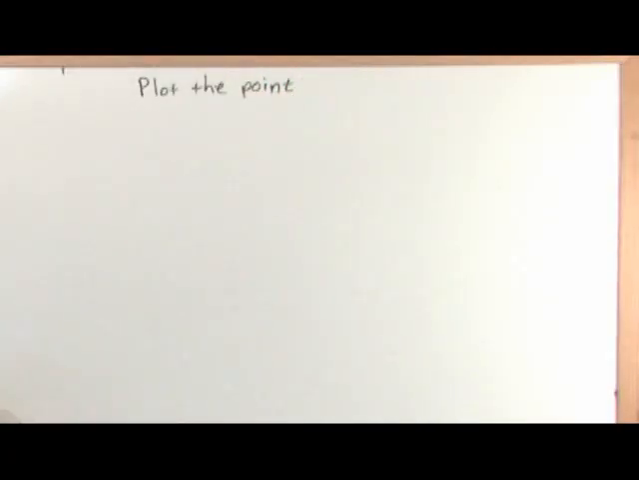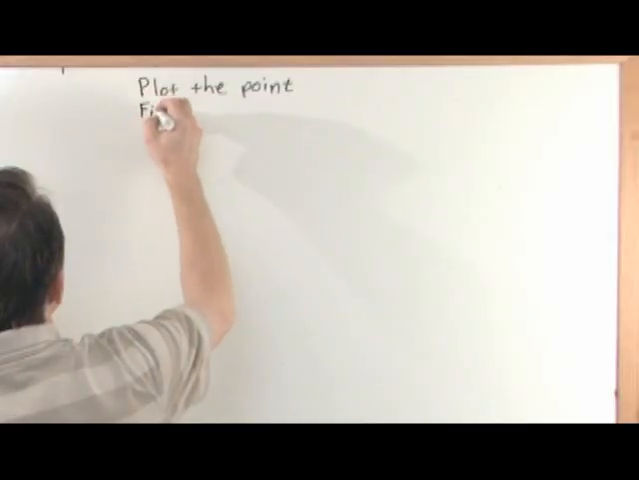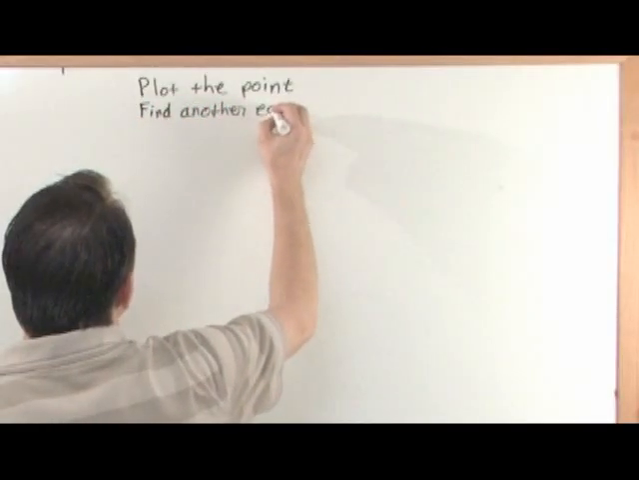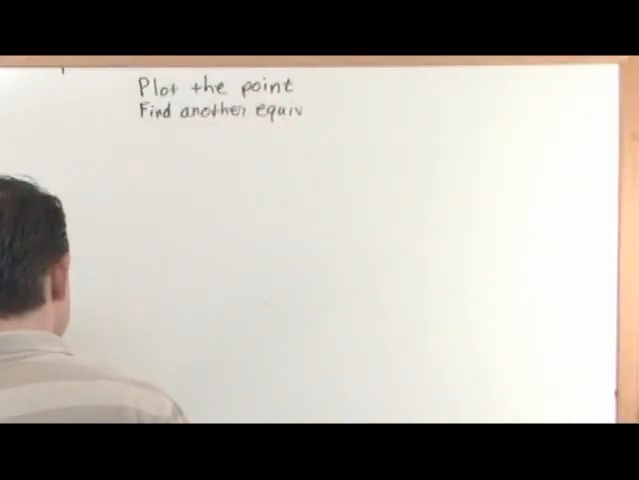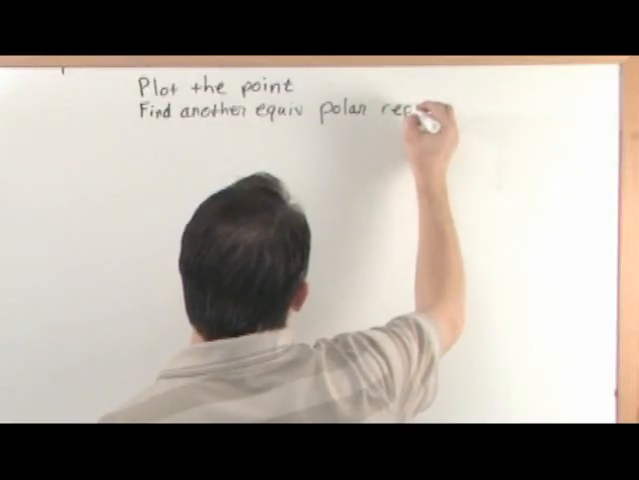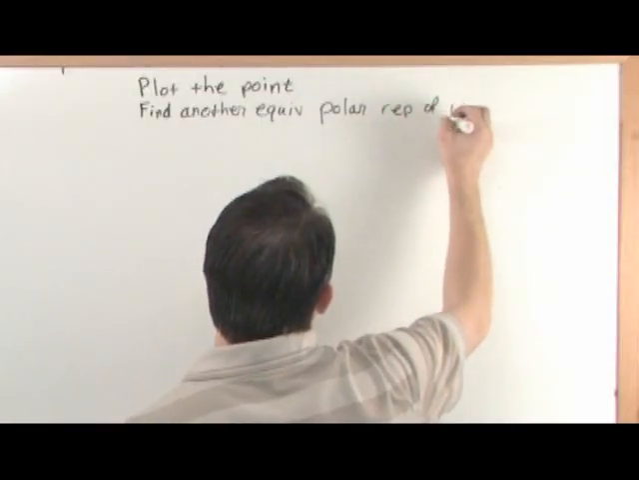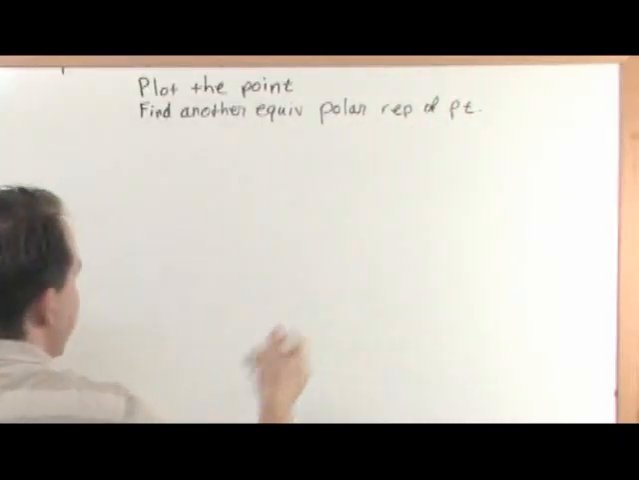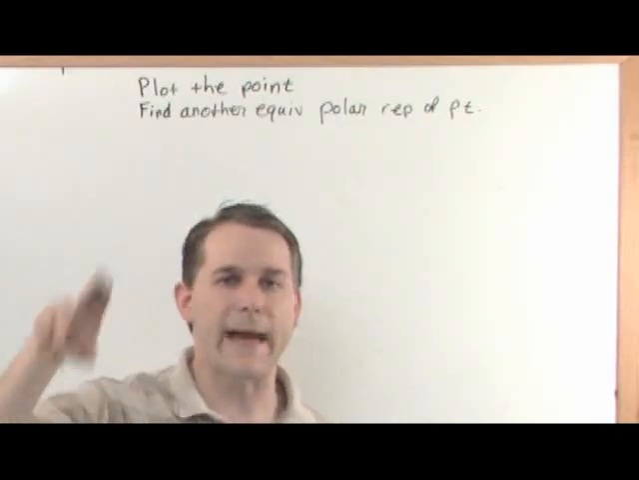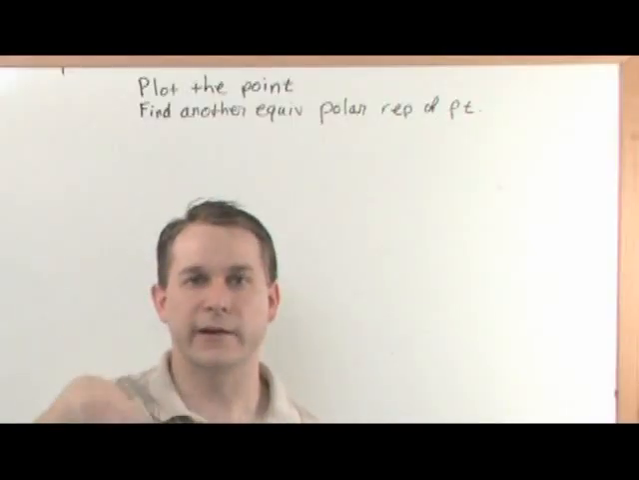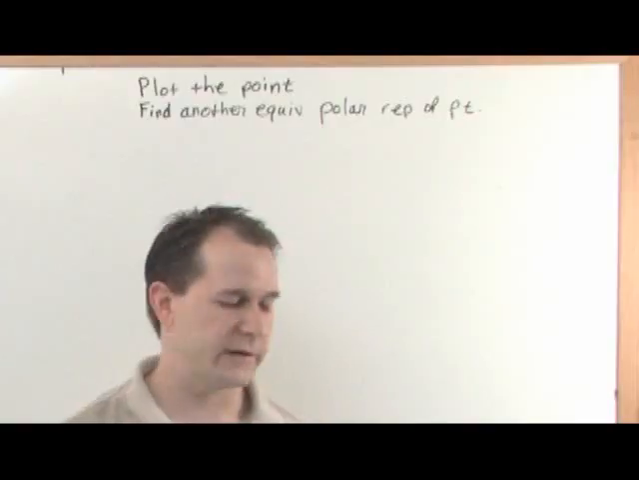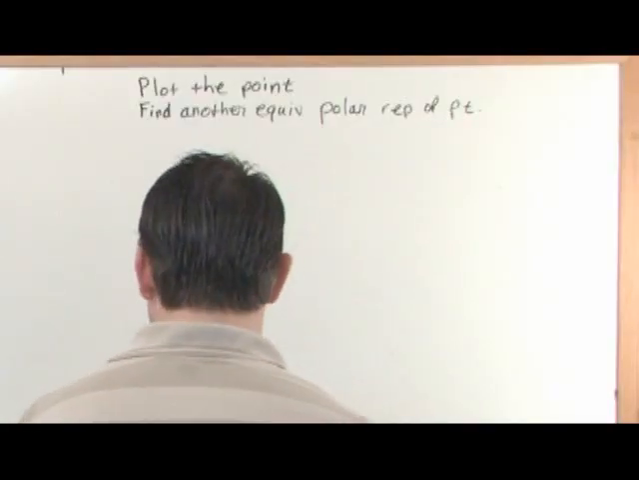And we're also going to find another equivalent polar representation of the point. All I'm trying to say here is, we already talked about there's an infinite number of ways to write a polar point. You can keep adding 2 pi around and around, or you can subtract 2 pi, and you're going to get another representation equally valid. That's all I'm trying to say there. So let's go ahead and do it.